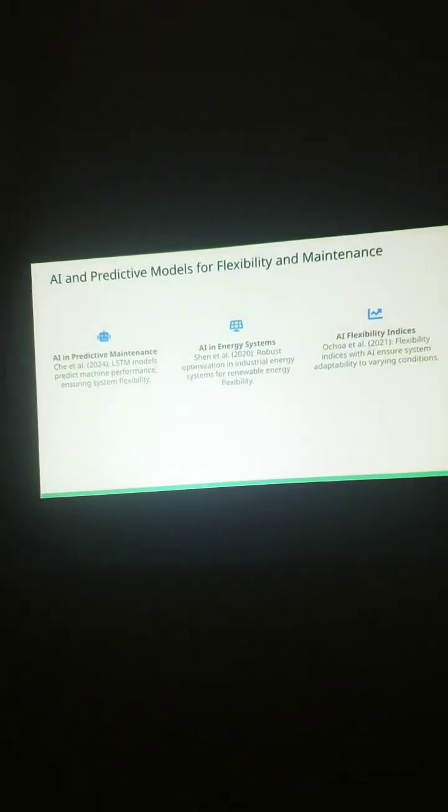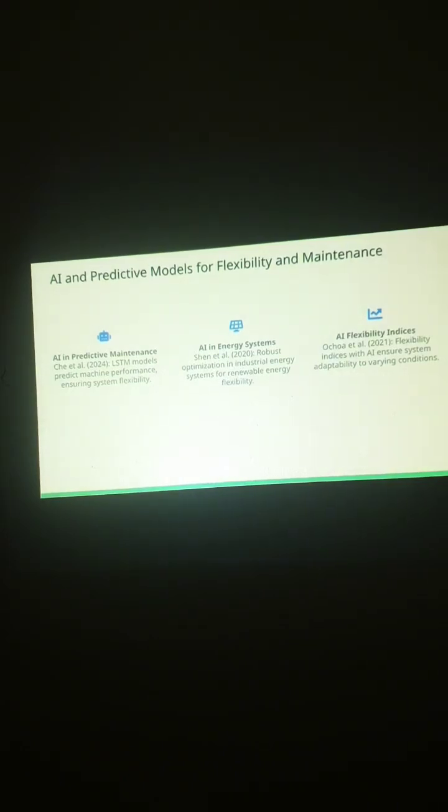Okay, AI and predictive models for flexibility and maintenance. AI now, of course you have heard about ChatGPT, Gemini, and all other AI tools that help to write a thesis. Even I created a software thesis. It's not AI yet right now, but furthermore we plan for AI. It is a software thesis that I created with my brother. Okay, AI in predictive maintenance: Che et al. used an LSTM model to predict machine maintenance and performance, ensuring system flexibility.